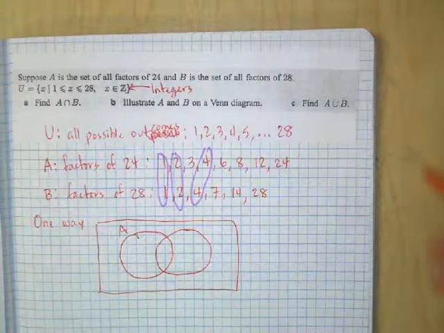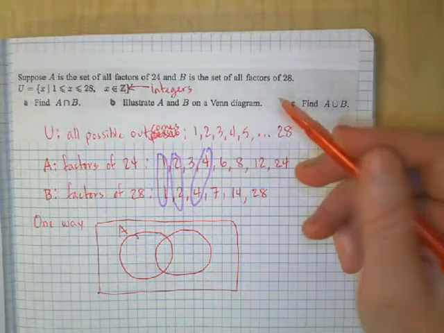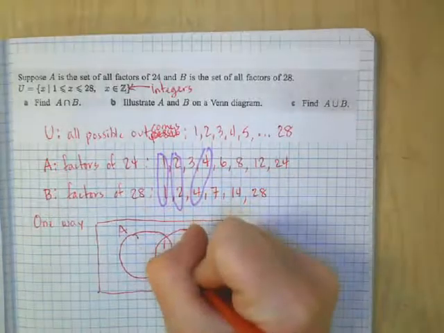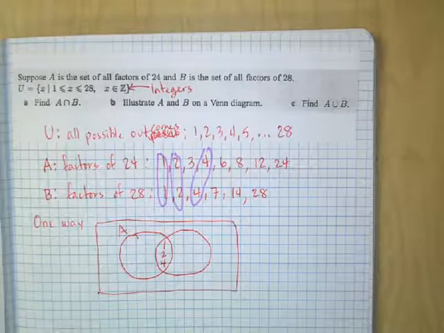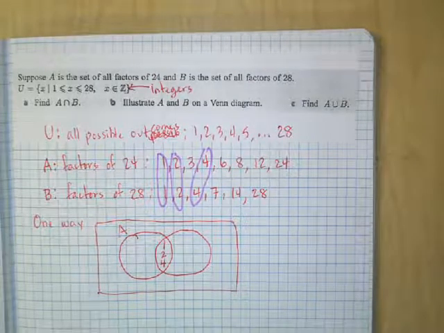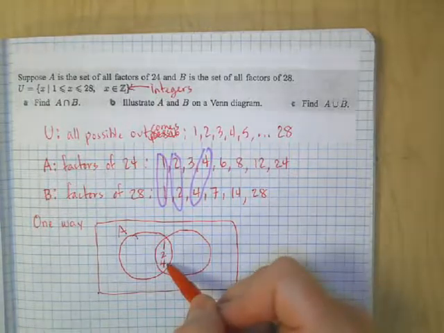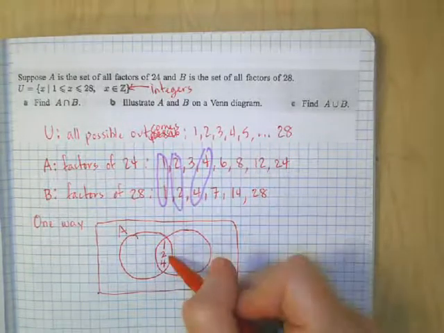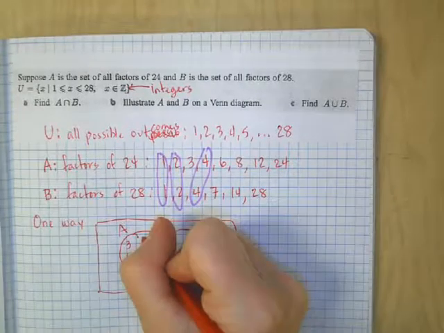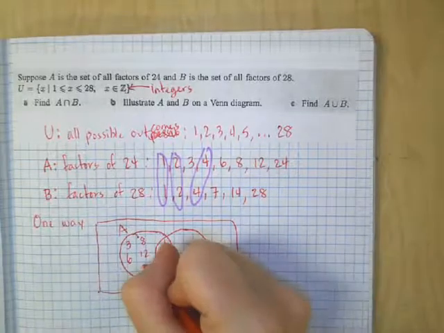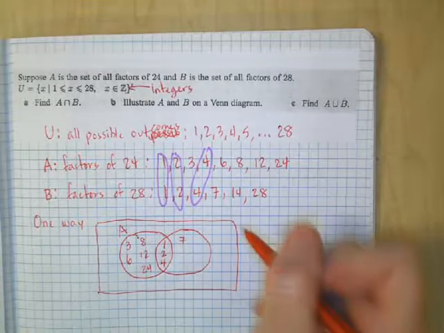So I do have some overlap, so I'm going to go ahead and make my circles overlap. And then the little kid way is to actually write the numbers themselves that are in the set that overlap. So 1, 2, and 4. So I can actually put the numbers that are in both circles just put them in there. Now, what numbers go out here in A? Well, those would be the ones that are in this list that I didn't put in the overlap. So that would be 3, 6, 8, 12, and 24. And from this set of numbers, I could say, okay, that's the 7, the 14, and the 28.